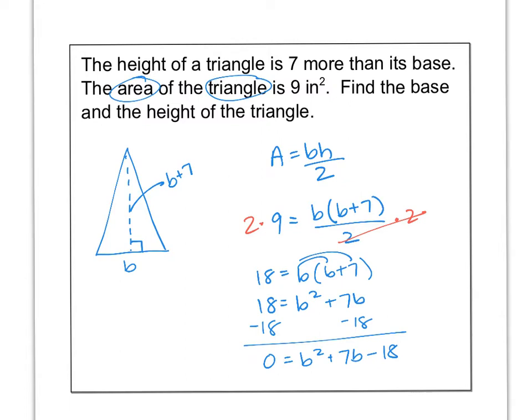And this is where it gets complicated, folks. You might not have done this for a while. You have to figure out what two numbers multiply to be negative 18, but add to be 7. Multiply to be negative 18, add to be 7. This is called factoring. And so when you think about the numbers, it's probably going to be a 9 and a 2. And you have to figure out which one would be positive, which one would be negative. Well, 9 times negative 2 is negative 18, and 9 plus negative 2 is 7.